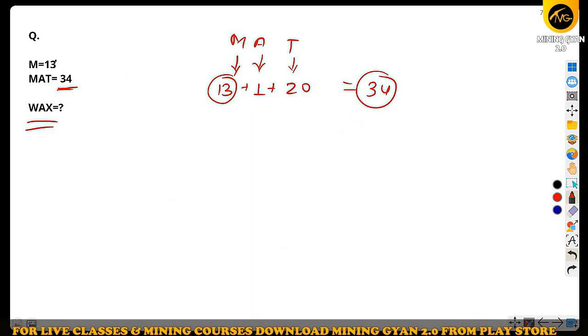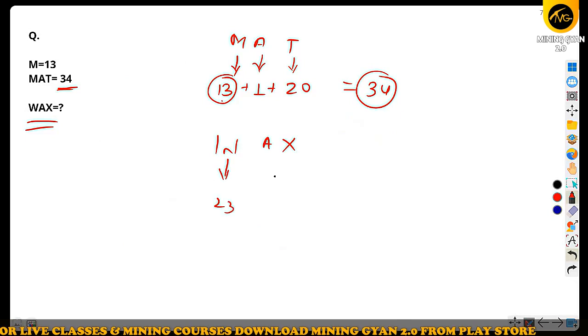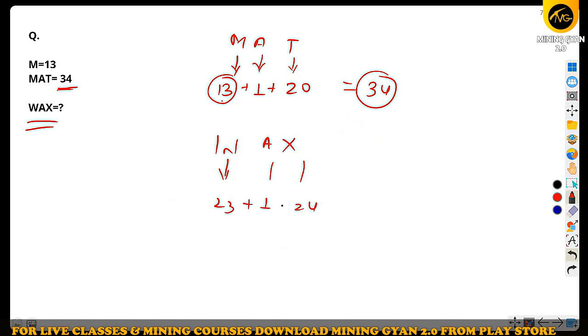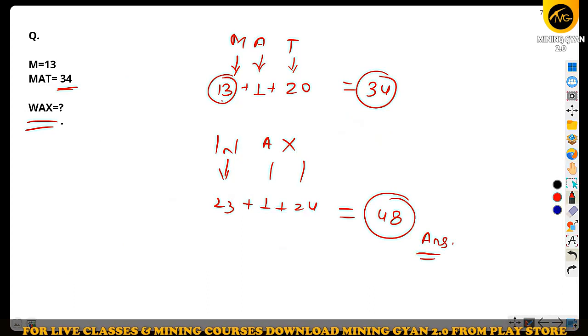Now similarly, M is already known as 13. Relate the numbers like this: W is 23, A is again 1 and X will be 24. So just add 23, 1 and 24, and it will be 48. So the answer will be 48. This is the decoded language for WAX. 48 is the decoded value for WAX. Correct, 48.